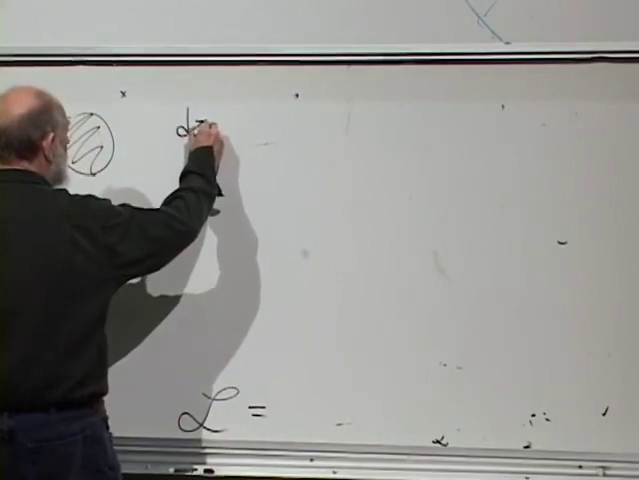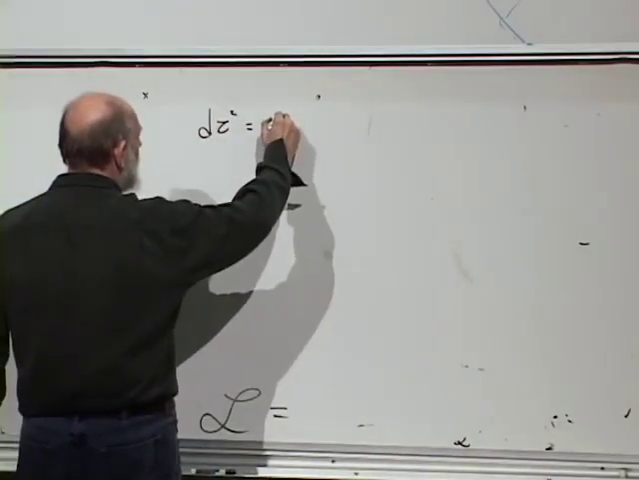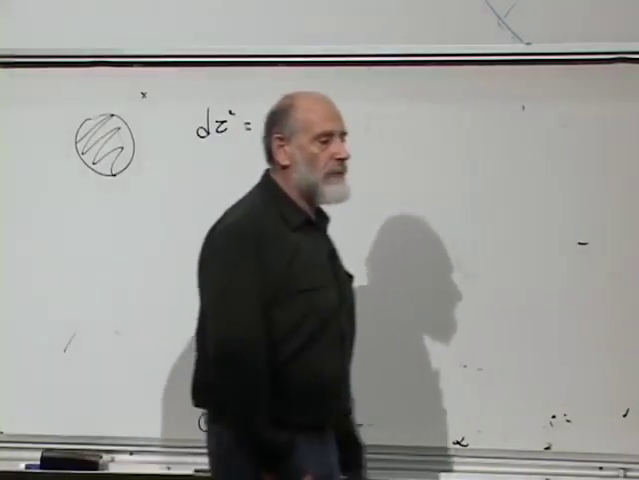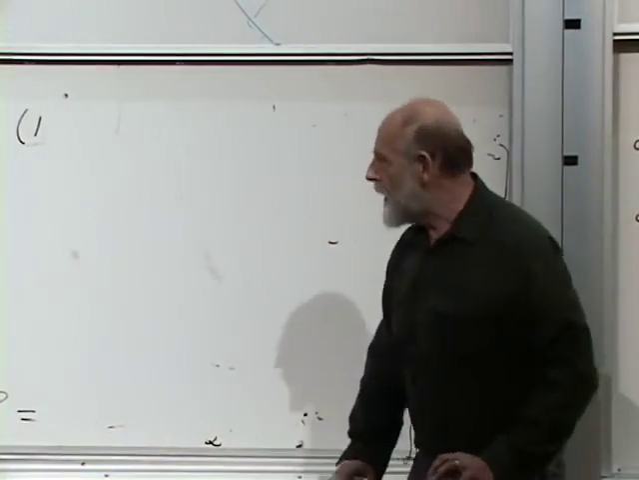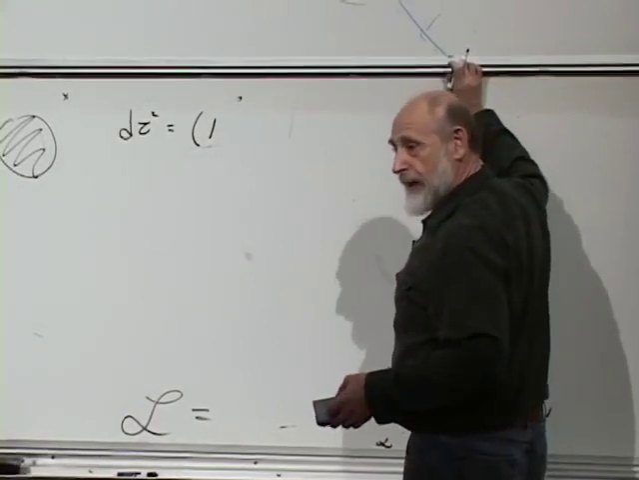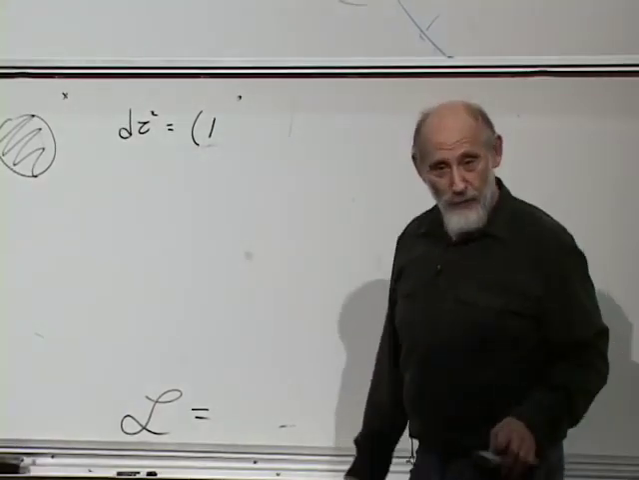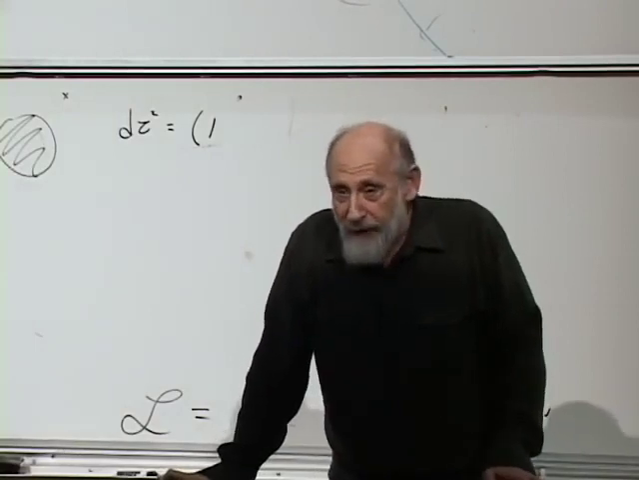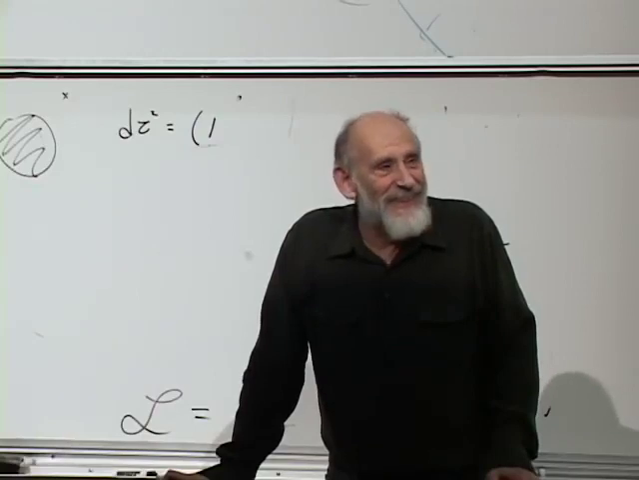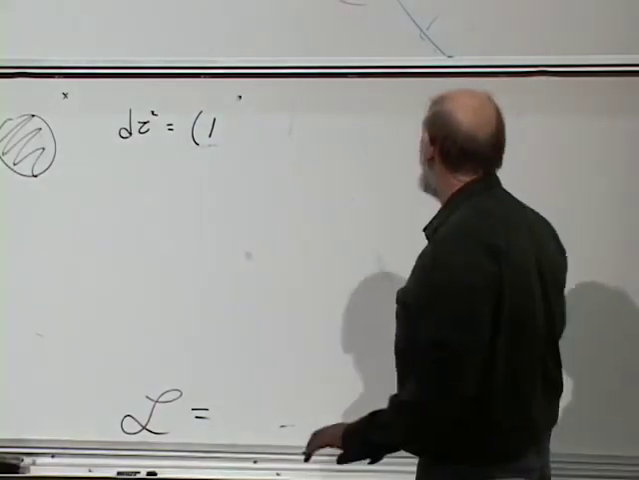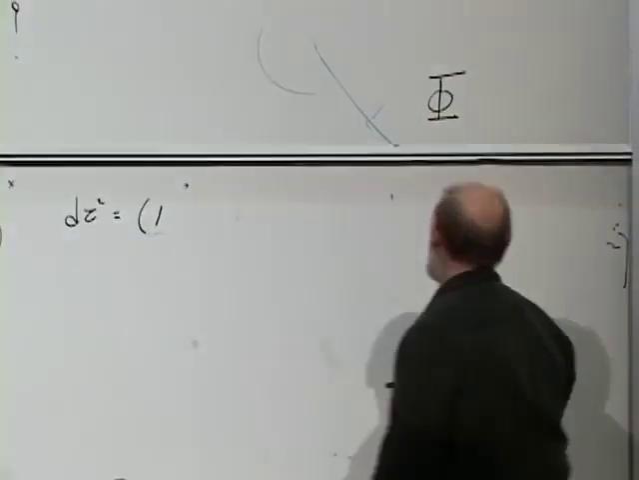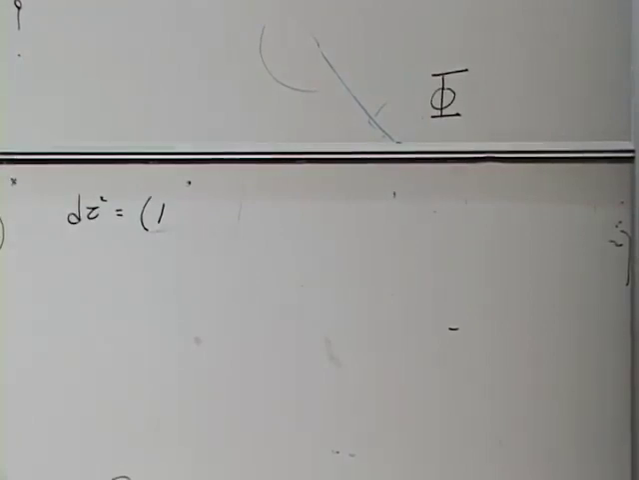d tau squared equals... you know what? Before I do this, let me remind you about the Newtonian solution. The Newtonian solution, of course, is in terms of a gravitational potential. Now we're going to get into trouble. Gravitational potential is called phi, because it's like an angle. It's not like an angle. Gravitational potential is capital phi.